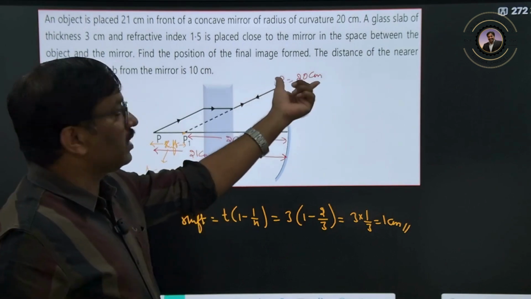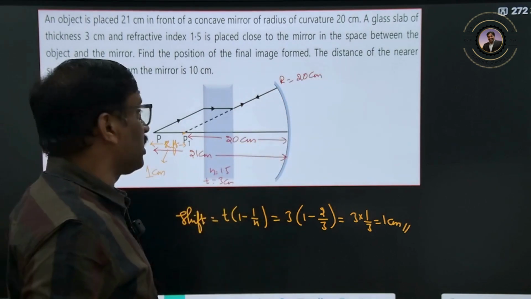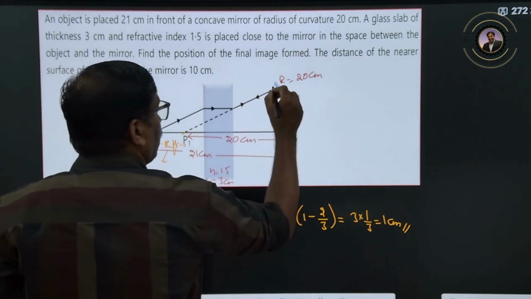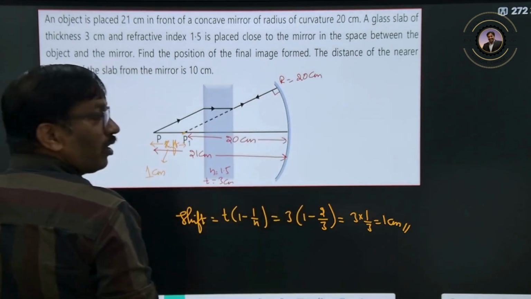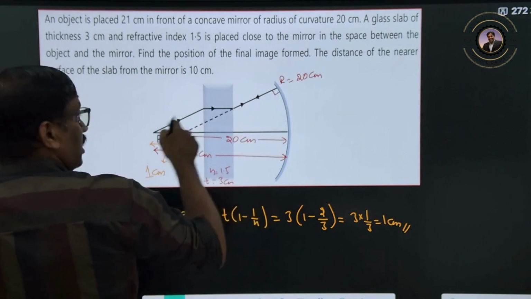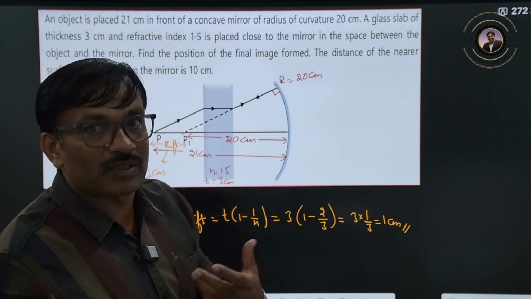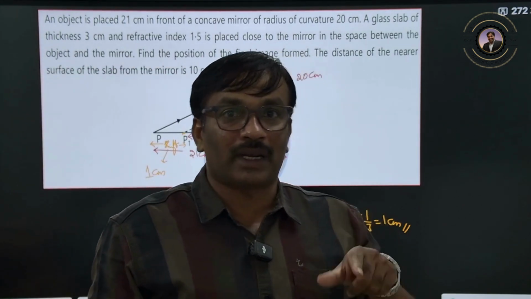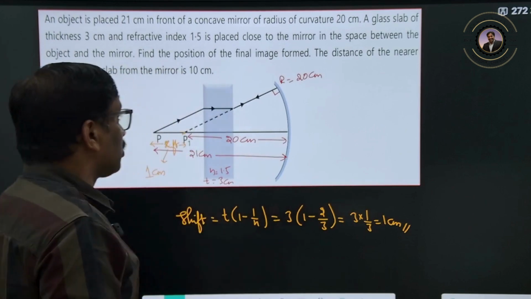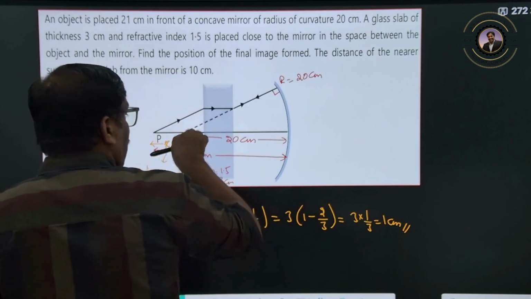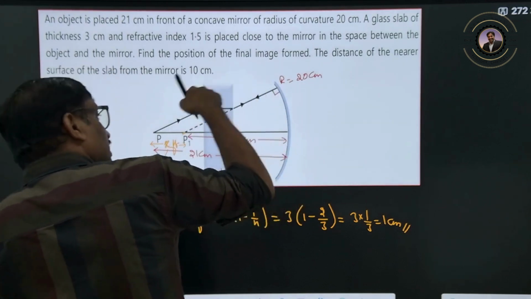But the radius of curvature is 20 centimeter. So 20 centimeter means the light rays are coming from here, and it is incident perpendicular to the mirror. That means this is nothing but the center of curvature. Most of the students will tell now that the image is also formed at 20 centimeter. But that is really wrong. Why? Because here this is the object, so compulsorily the image has to form here only.